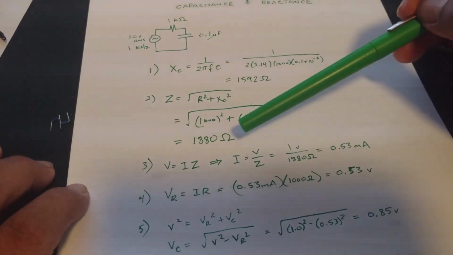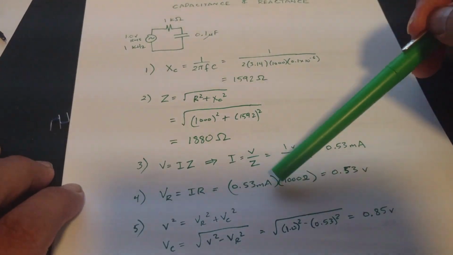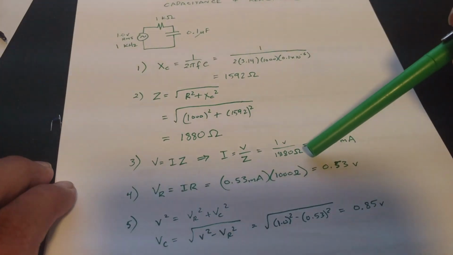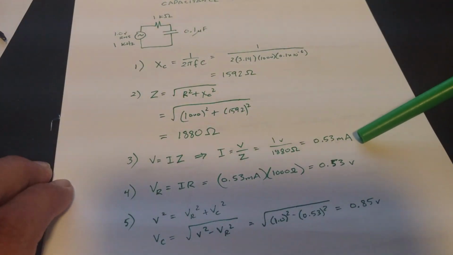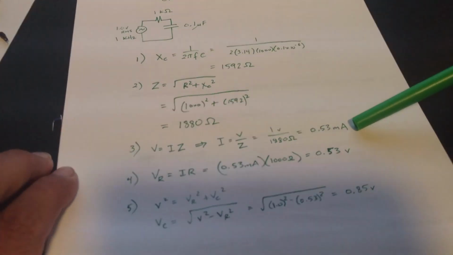We know the voltage source is 1 volt, so current equals voltage over the impedance. That's going to be 1 volt divided by 1,880 ohms. So the current in our circuit here is going to be roughly 0.53 milliamps.